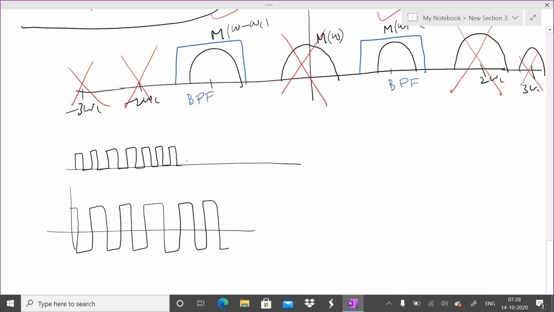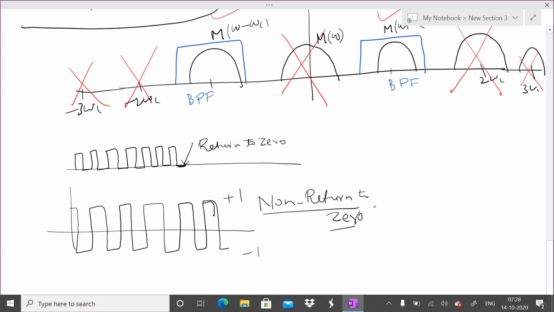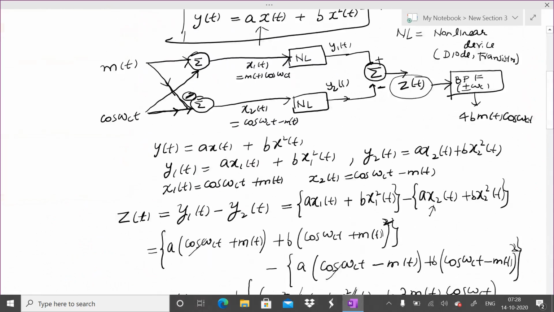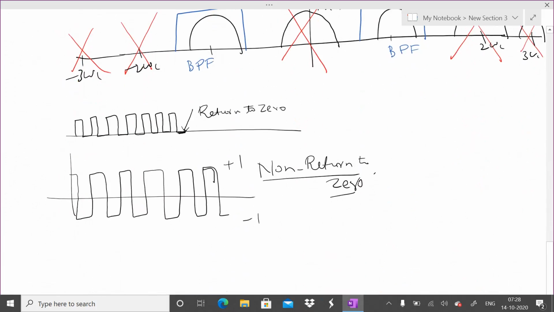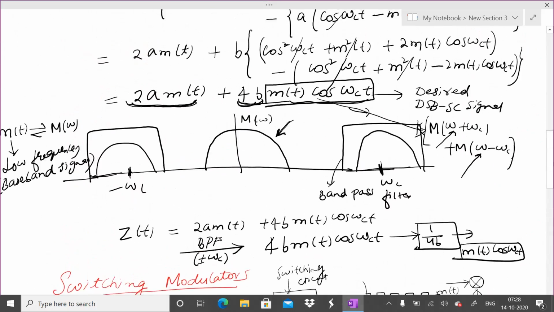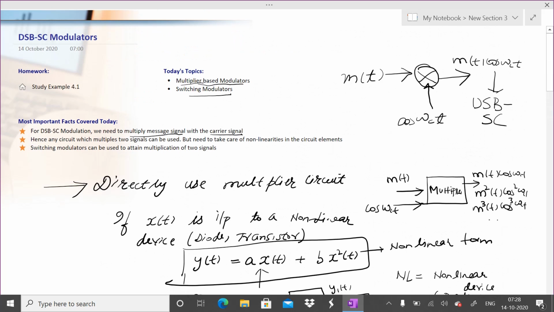Okay, since this switching signal returns to 0, it is sometimes called a return to 0 signal. And this switching signal never comes to 0, it becomes either plus 1 or minus 1. It's called a non-return to 0. Okay, so in the next video lecture we will study in detail the switching modulator with a very simple circuit structure. You will see that in fact the diode rectifier which I have studied can itself generate such signals. That we will see in the next lecture.